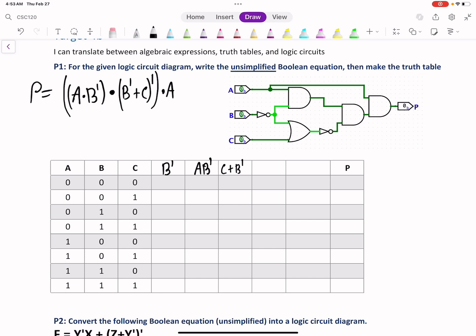I don't know if it's going to fit right here. A times B prime, B prime plus C. And then this one is going to be the same thing, A times B prime plus C, and we're going to have to add the A at the end. And that's actually what P is equal to. So technically I don't need to have this part, but I'm still going to put it either way. So let's go ahead and fill these out.